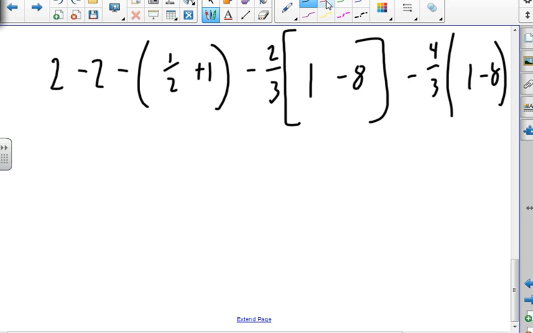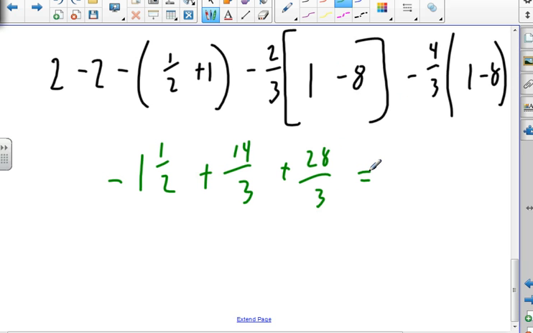Alright, so the 2 and 2 cancels out. I got minus 1/2. I've got a 7. Minus 7 plus 7 plus 14/3. Minus 7 plus 7, 28/3. Grab my calculator. Minus 1.5 plus 14 over 3 plus 28 over 3 equals 12.5.